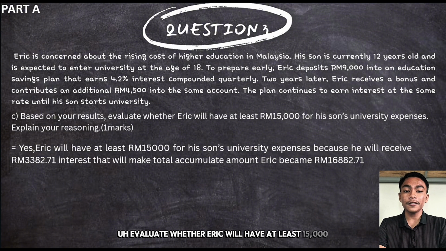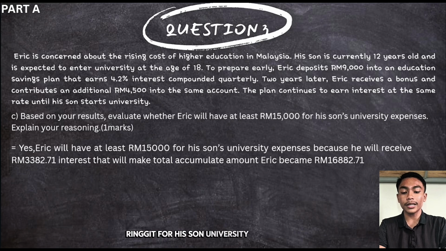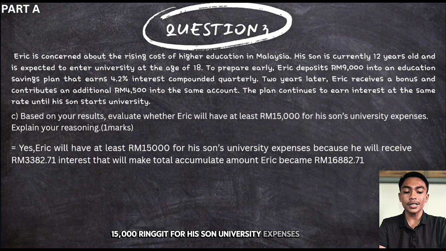Alright, for question C, the question is, based on the result, evaluate whether Eric will have at least 15,000 ringgit for his son's university expenses. Explain your reason. The answer is yes, Eric will have at least 15,000 ringgit for his son's university expenses because he will receive 3,382 ringgit 71 sen interest that will make the total accumulated amount become 16,882 ringgit 71 sen.